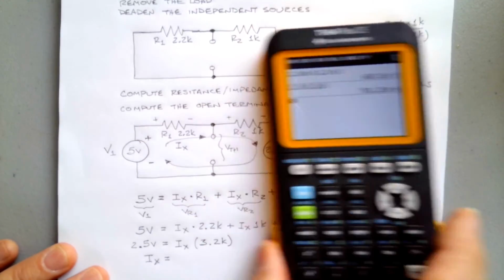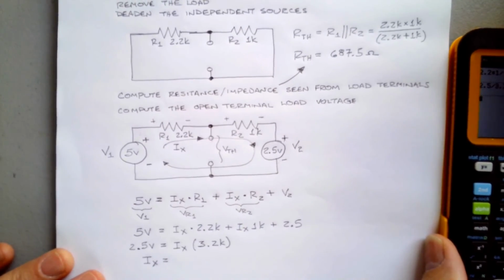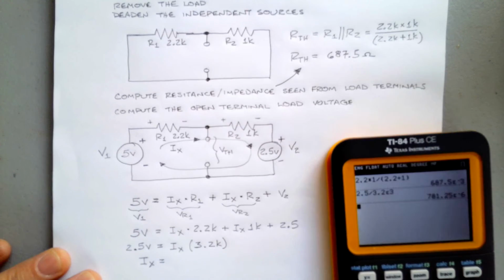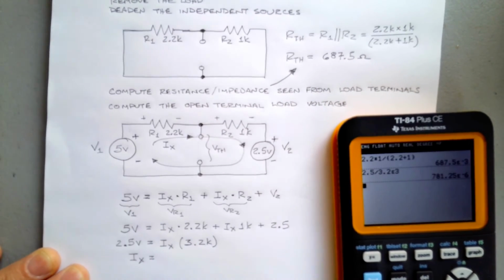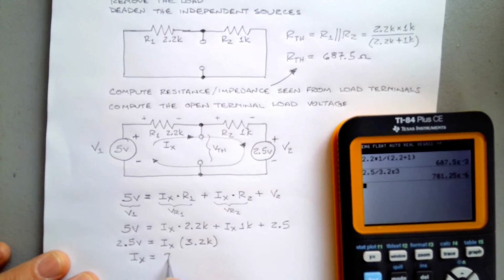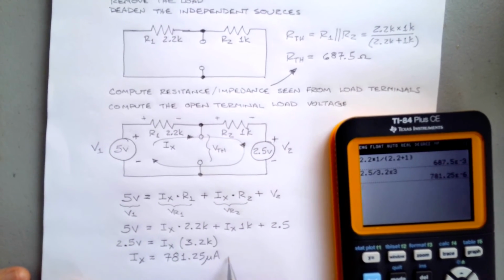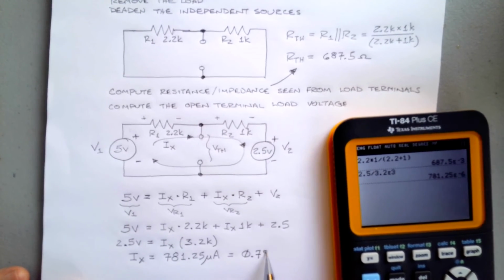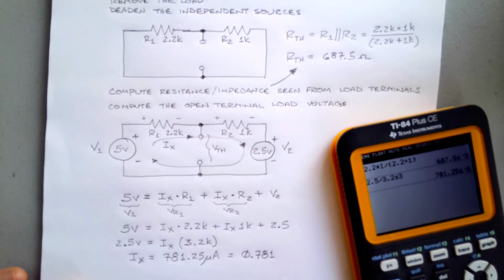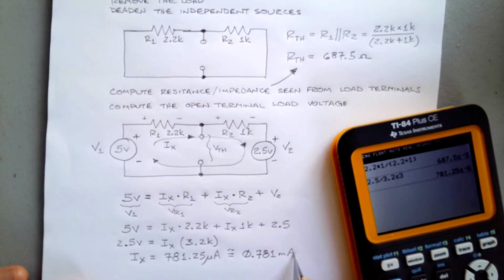microamps, or even though it's not quite proper engineering notation, you could write this in two ways. You can write it as 781.25 microamps, again being way too specific, and you can also say that's equal to 0.781 approximately milliamps.